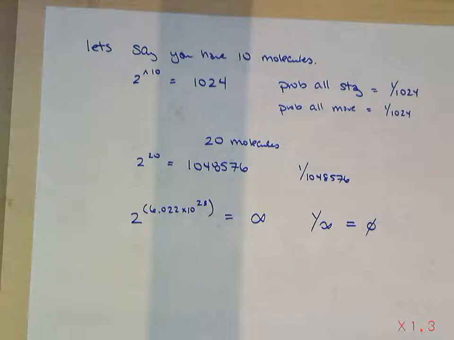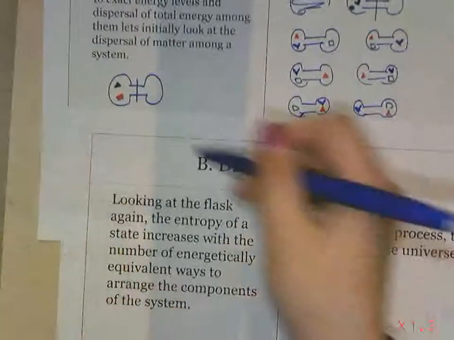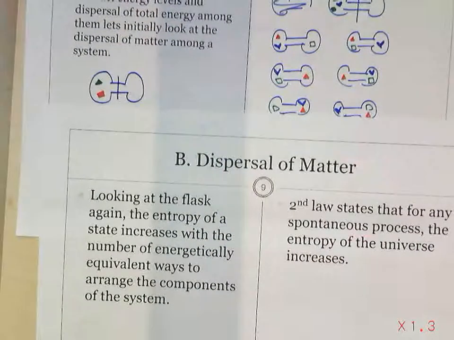So we're going to talk about entropy in terms of how we determine what the distribution should be. So imagine you're looking at this flask again, my little flask with just 2 molecules in it. The entropy of the state, which is the energy distribution, increases with the number of energetically equivalent ways to arrange the components.